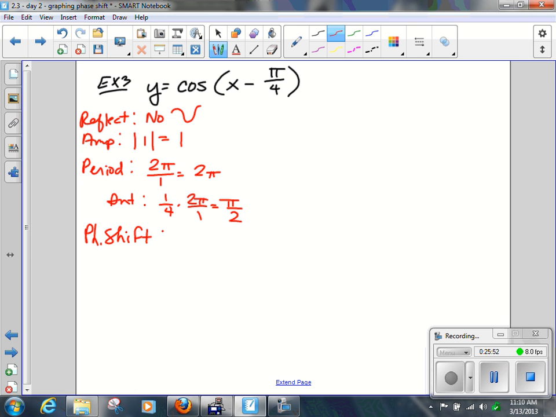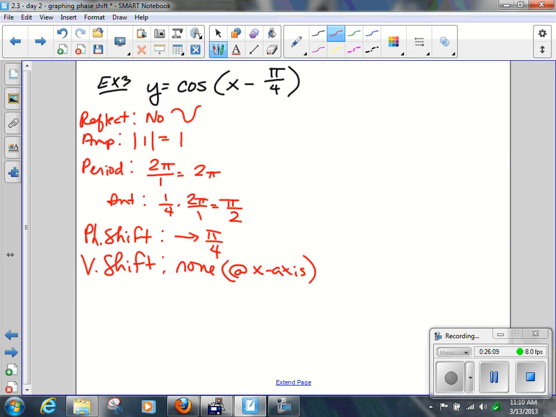This one's going to move which way? Right, pi over 4 units. Is there a vertical shift? No, and it's at the x-axis. Y'all cool with that? How many of you had all of that?